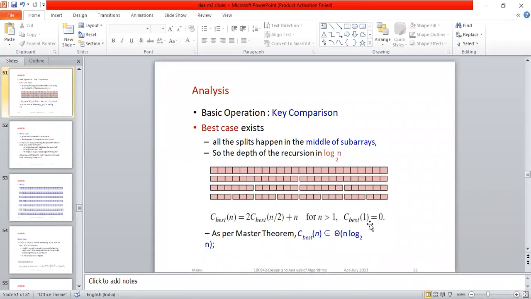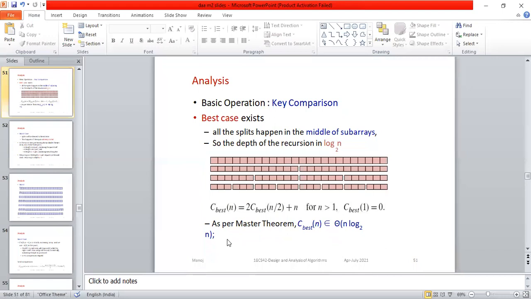That means if there is only one element, there will be zero comparisons. When you solve this using the master theorem, you know the a value is 2, the b value is 2. So what is the d value? The d value is equal to 1. So you get a is equal to b power d, and you get it as n log n. When you substitute, you will get the best case as n log n to base 2.